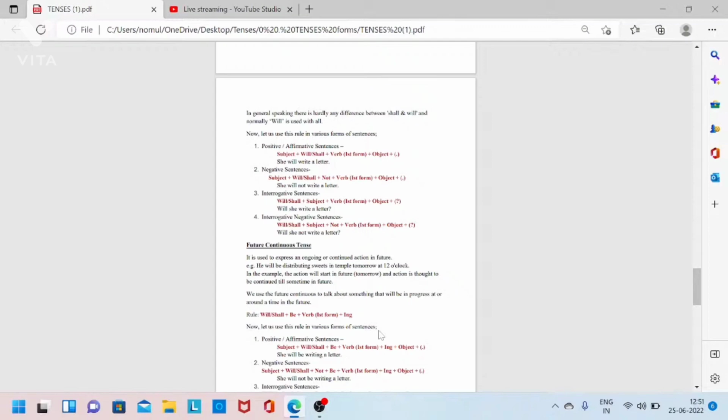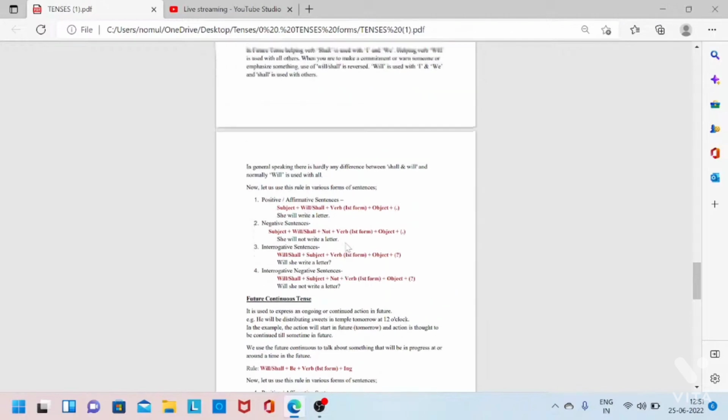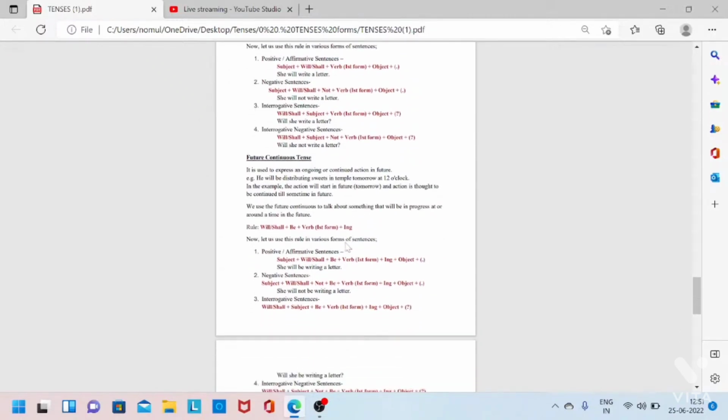For the interrogative negative, we will insert not between the subject and the main verb. Will she not write a letter? So this is all about the simple future. Let's continue with future continuous tense.